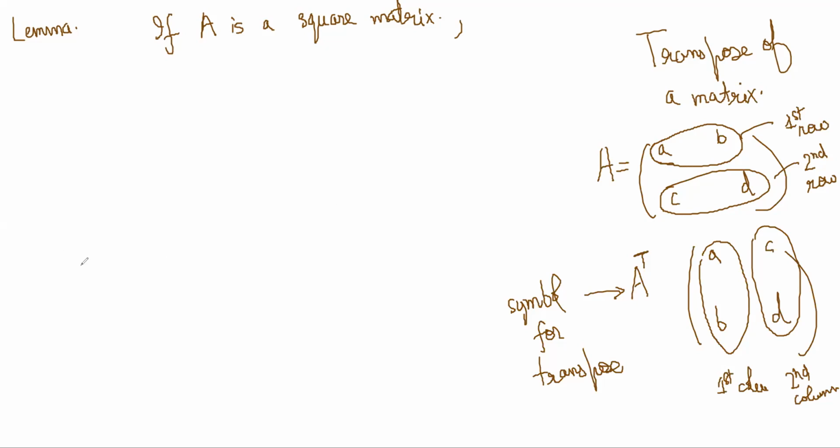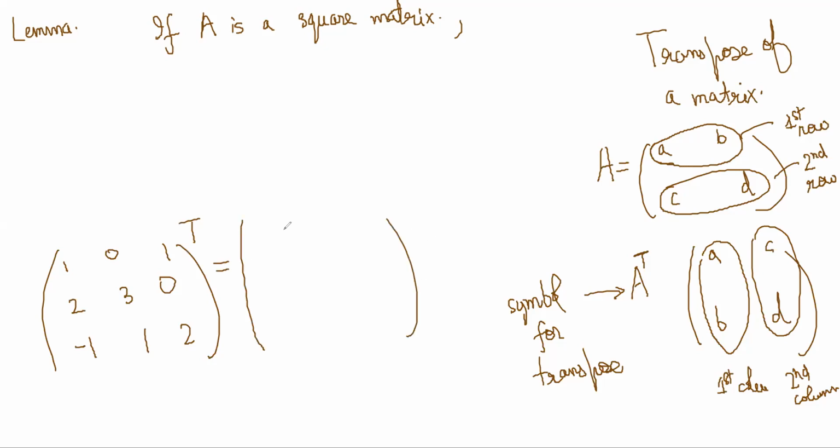So if I have a matrix like this, 1 0 1, 2 3 0, minus 1 1 2, what is the transpose of this? This transpose will be equal to, Sparsh, tell me. Yes, I've just switched the columns, you know. So 1 0, I mean this in one line, like this: 1 0 1, 2 3 0, minus 1 1 2. Yeah, so all the rows and columns are going to switch. So first row will become like this, and this is the transpose.